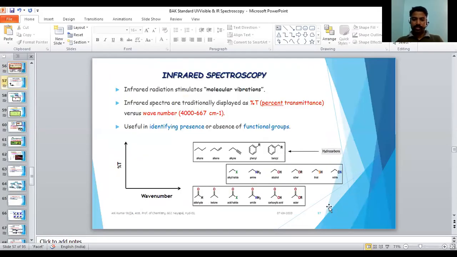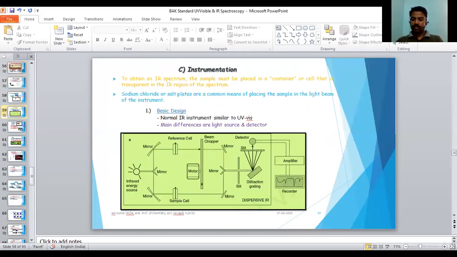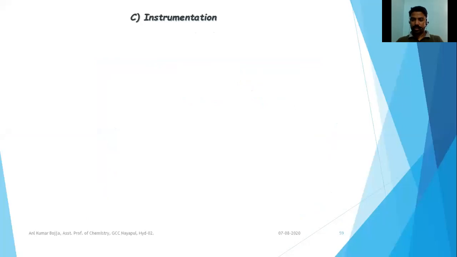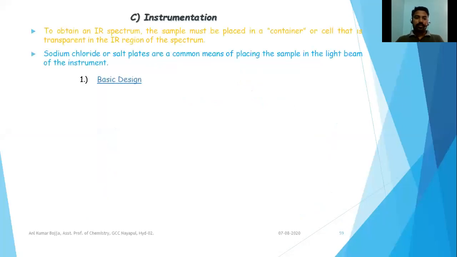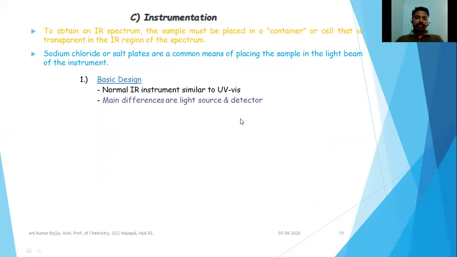Let us go to our slide. Right, this is the instrument we are discussing. It is an instrument very similar to the UV visible instrument. The main difference is the light source and detector. There we use light sources for radiation of 200 to 800 nanometers.